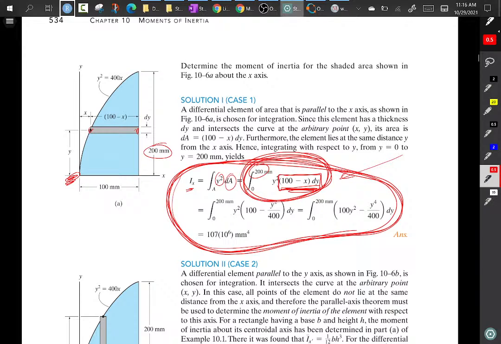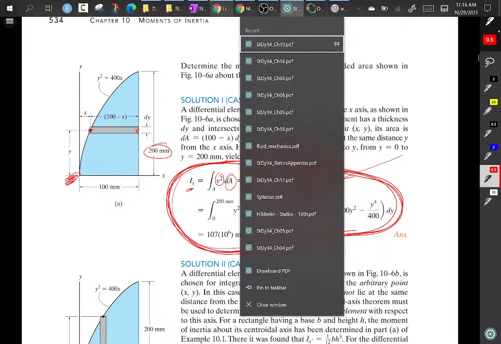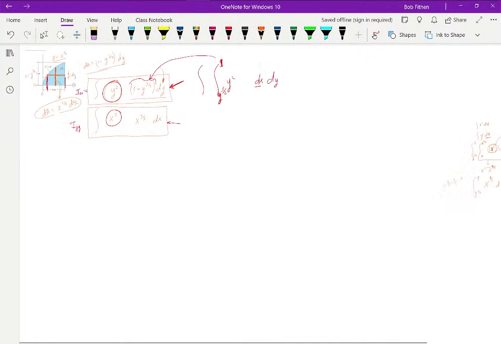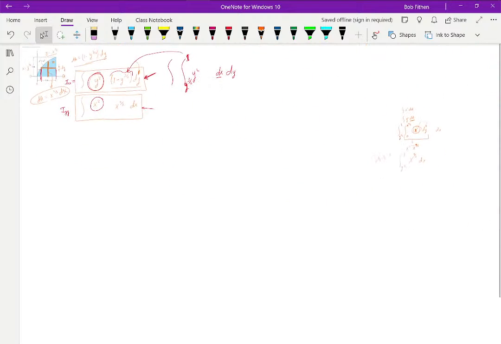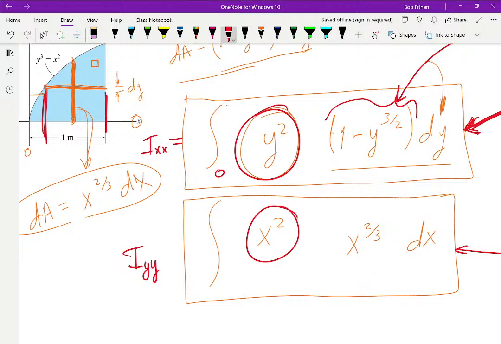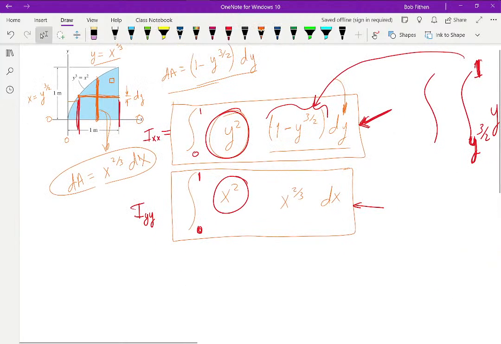And so in our case, it's not 200. Oh, in our case, it's 1. So you go from 0 to 1. Same thing over here, 0 to 1. Now, how would you have gotten this?